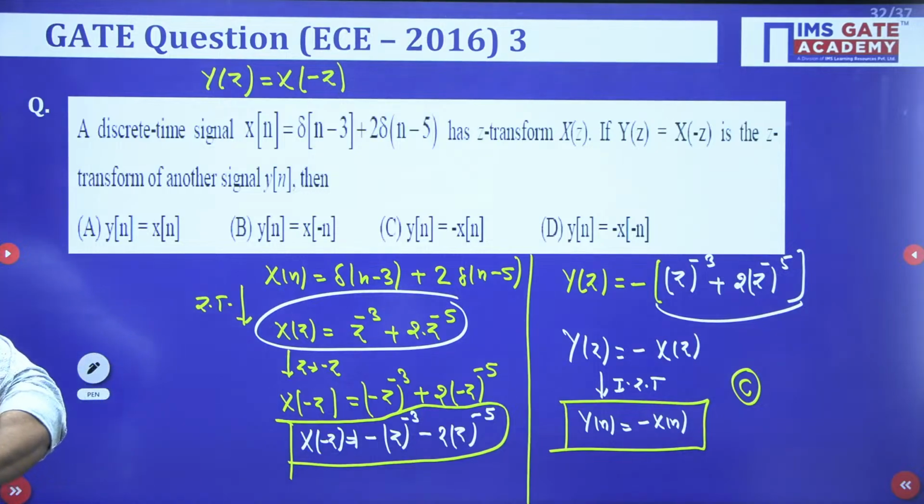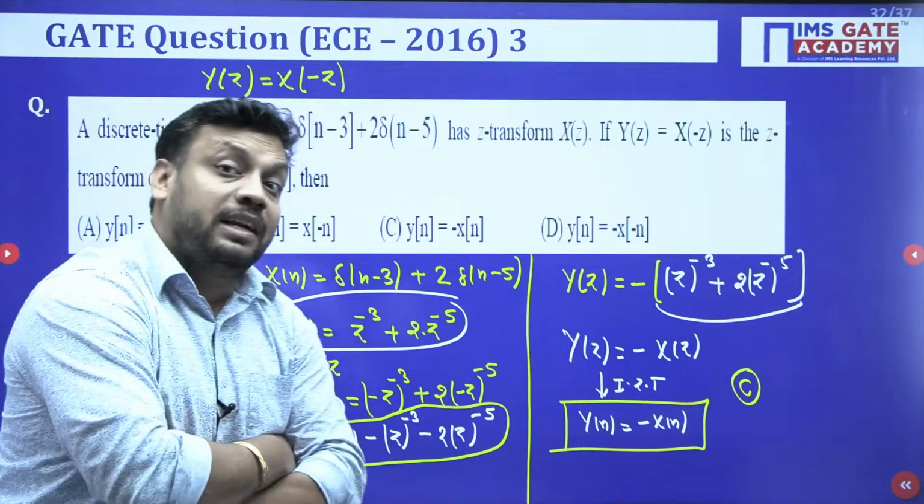Correct answer is not B, beta. Correct answer is C, y of n equal to minus x of n. It looks like a time reversal question, but actually it is not a time reversal question. There is a trap in this question. Because we know that in time reversal, if n is replaced with minus n, z will not become minus z, z will become z inverse.